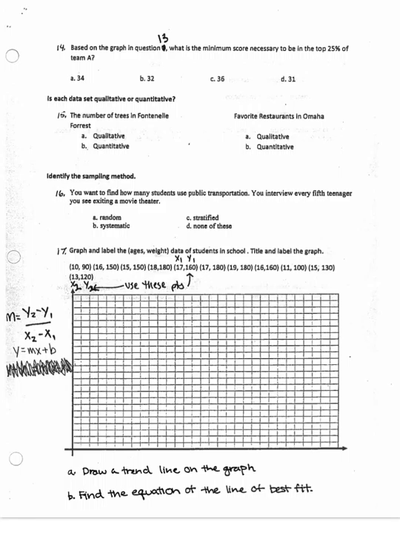And question 14, based on the graph in question 13, what is the minimum score necessary to be in the top 25% of the team? Remember, top 25% of the team, if it's talking about race times, you want a faster time, so it's a lower number. Correct option is D.